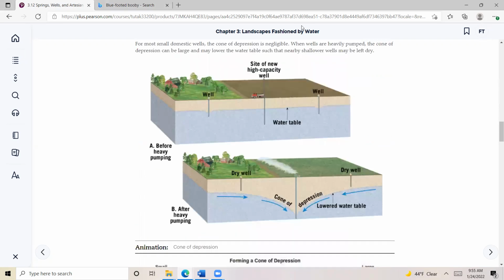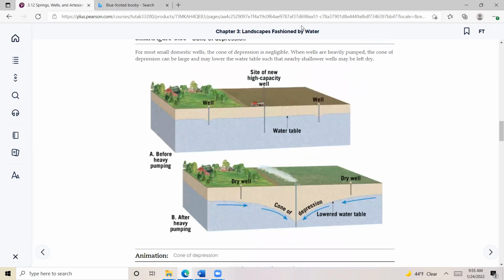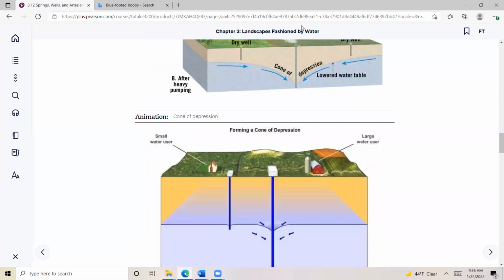Wells, what's a well? We are probably familiar with wells, which are an opening bore. Humans open the bore into the zone of saturation and withdraw the groundwater, and that may create roughly conical depressions in the water table, known as a cone of depression. Withdrawal of groundwater should be done really carefully to prevent a cone of depression. Let's watch this animation.